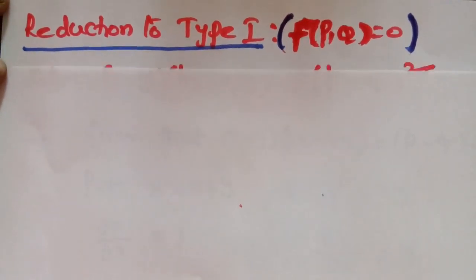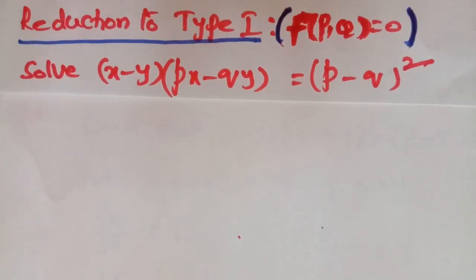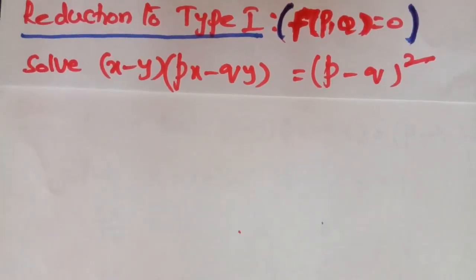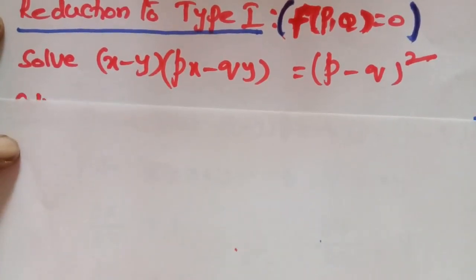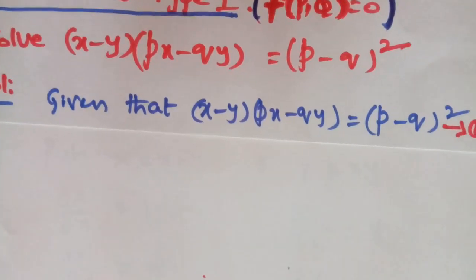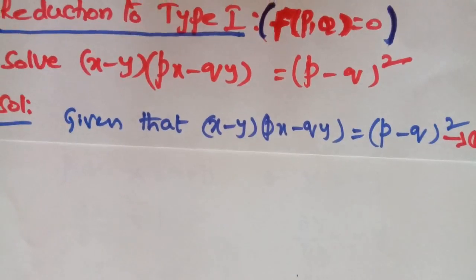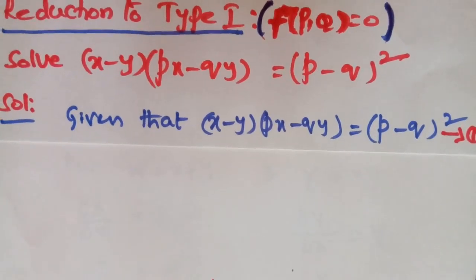So the given problem: solve (x minus y)(px minus qy) equal to (p minus q) whole squared. Write down the given equation. Given that (x minus y)(px minus qy) equal to (p minus q) whole squared. Say this is equation number 1.